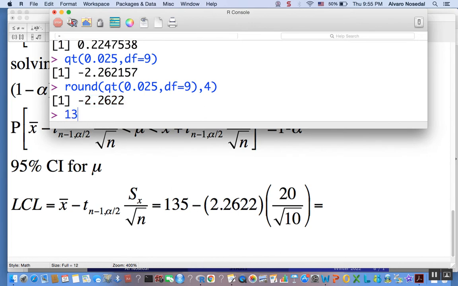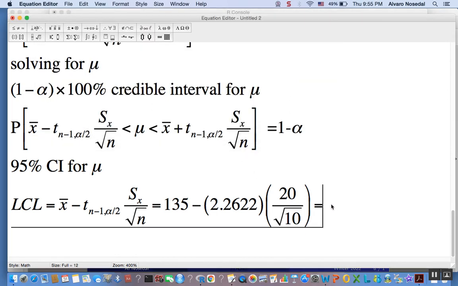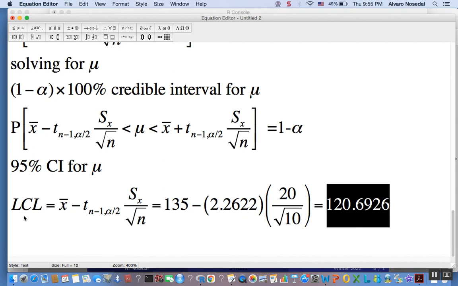So it would be 135 plus this, which has a negative here. That's the critical value, so the negative sign is built in there, times 20 divided by the square root of 10. Okay, so that would be the lower credible limit, or LCL for short.